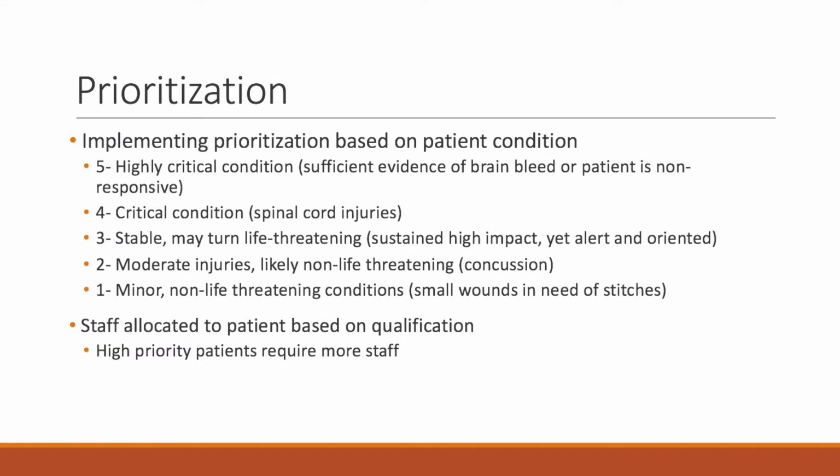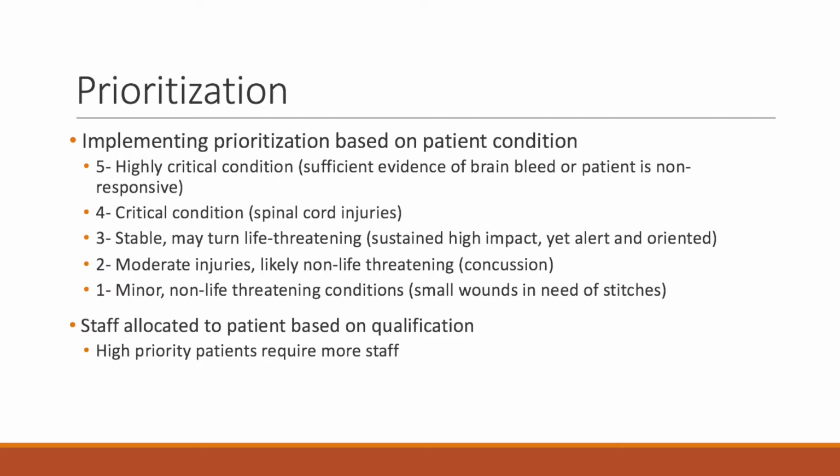In order to determine the patients that require the greatest amount of immediate attention, a scale from 1 to 5 has been developed to classify the patient need. If a patient is classified as a 5, they are likely in highly critical condition, sustaining injuries that leave them unresponsive, and there may be sufficient evidence of a brain injury. A patient that has been classified as a categorical 1 priority may sustain minor injuries such as small wounds that are in need of stitches.